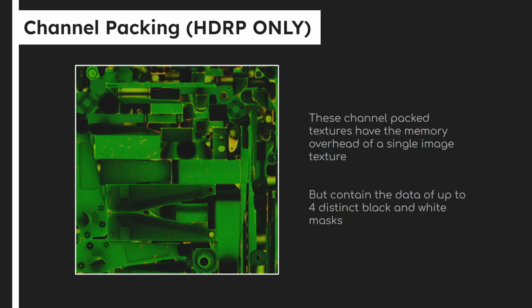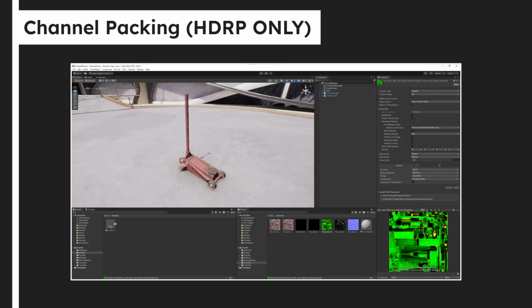As far as the memory overhead goes, it's one texture. No extra VRAM, no extra file size when it comes to building and shipping my project. But I have the benefit of 4 additional maps. So this stuff is super powerful for condensing your projects. Now this is HDRP only, I should mention. In the URP, you don't have these options unless you're building your own shaders, but that is something you might look to do later.